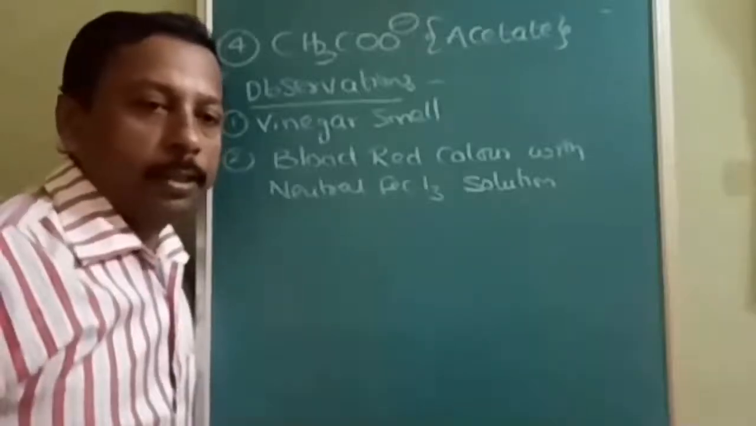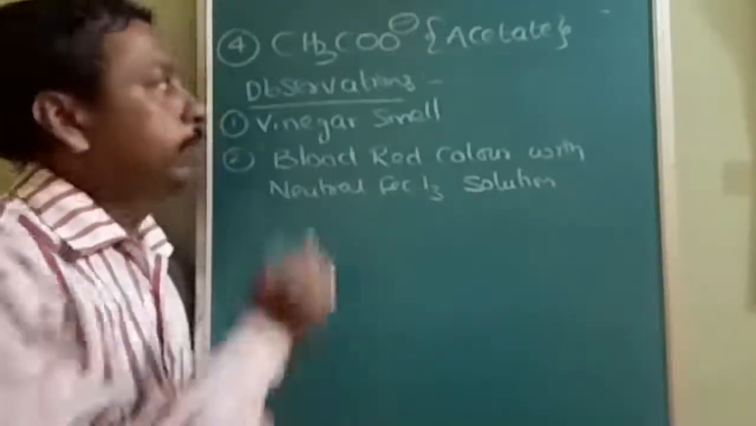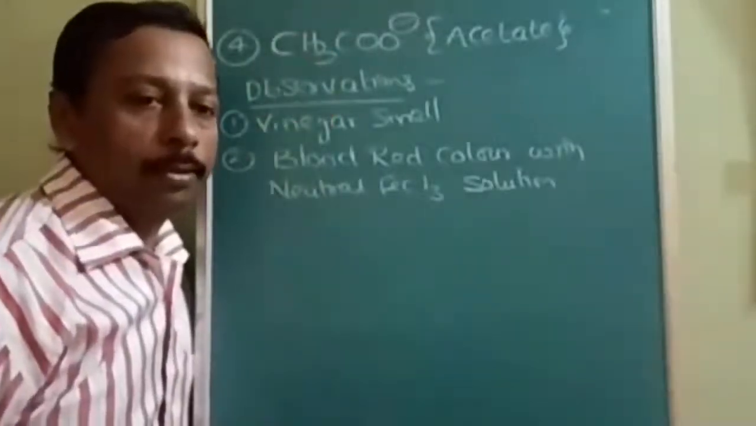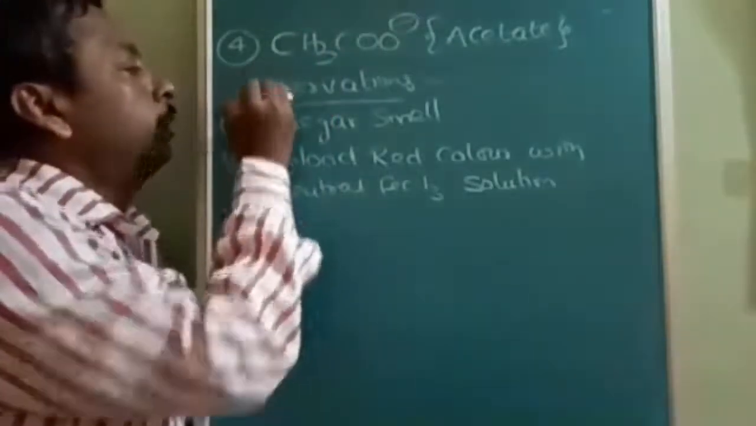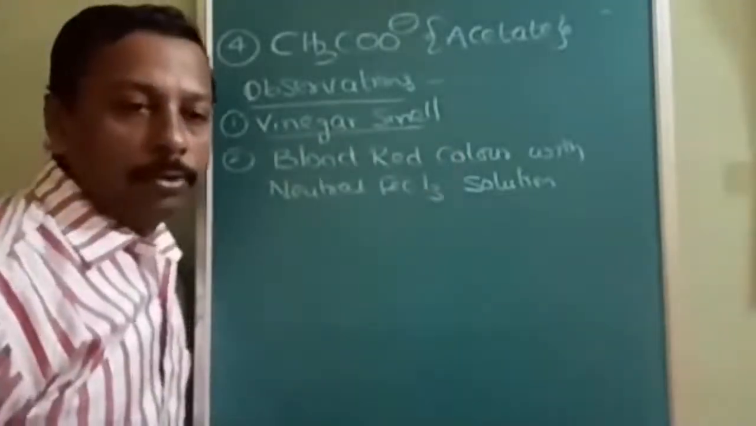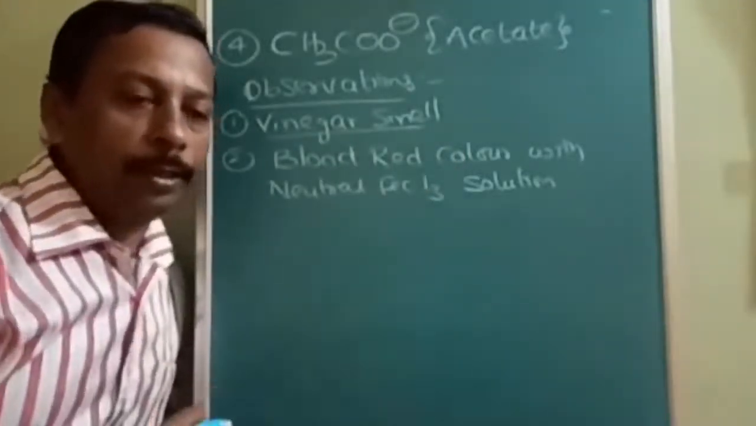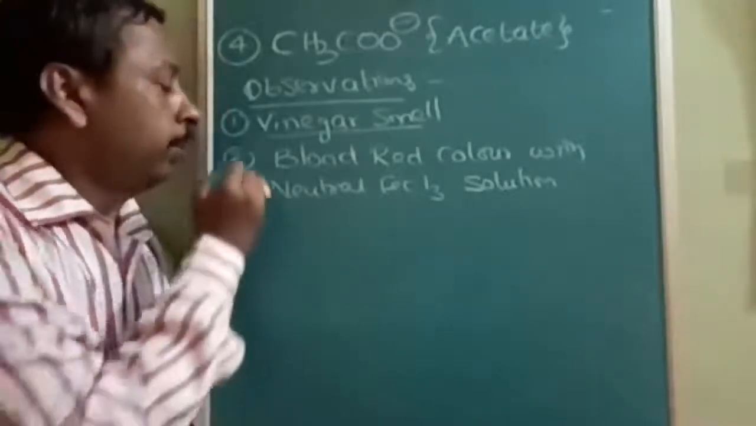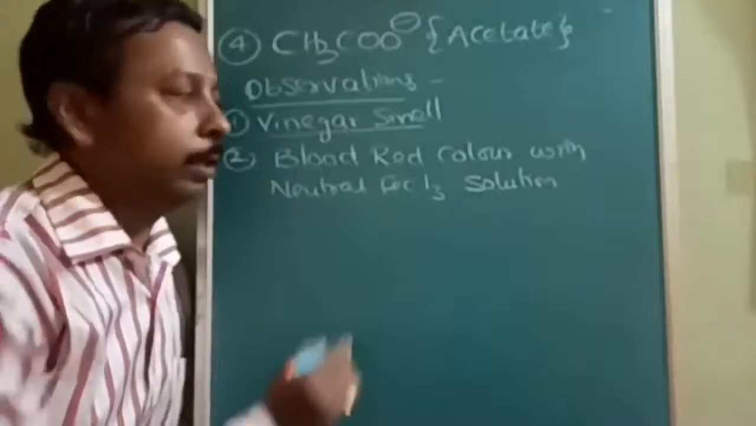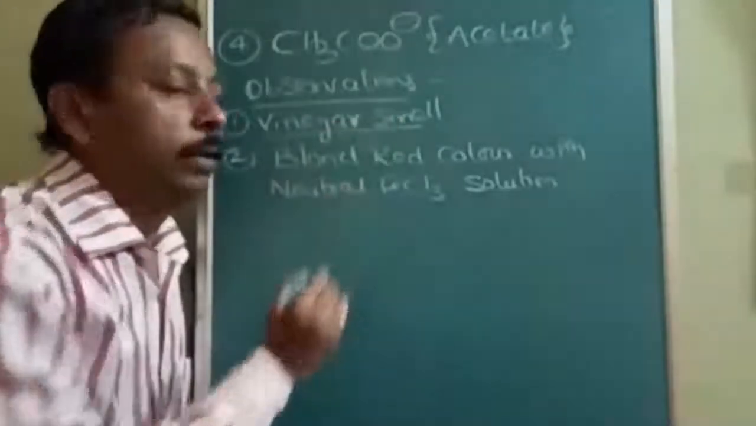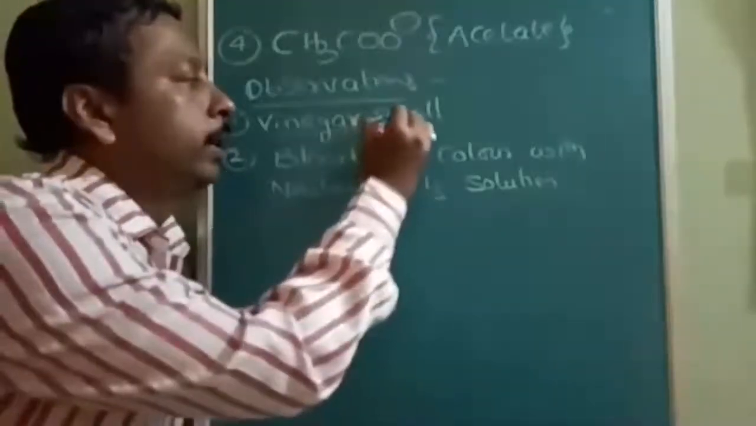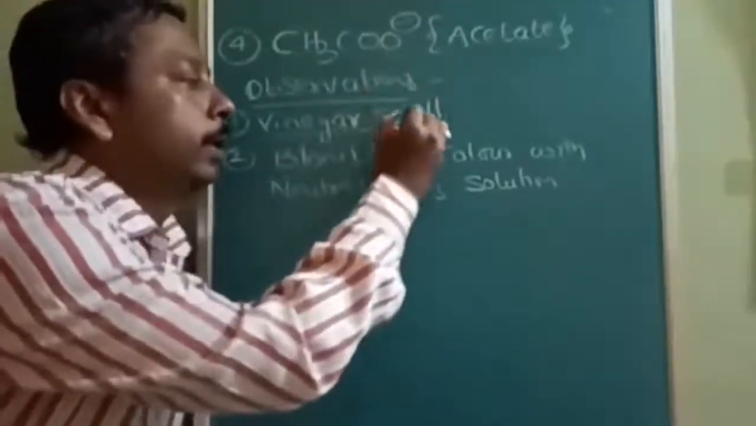Okay, next is acetate. Acetate is CH3COO minus. Here only two observations. First, vinegar smell. Vinegar is what we use in our daily cooking. If you want to avoid spoiling of some food items, then we add vinegar to it. It is like a food preservative. So if the vinegar smell is coming, obviously it is acetate ion.